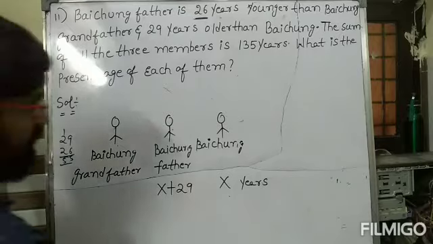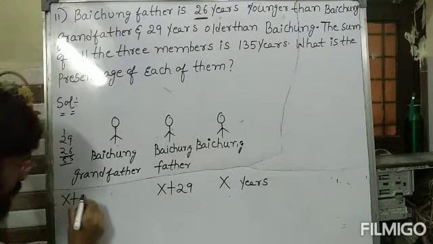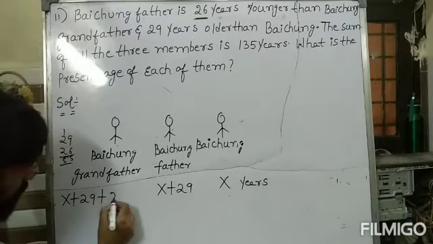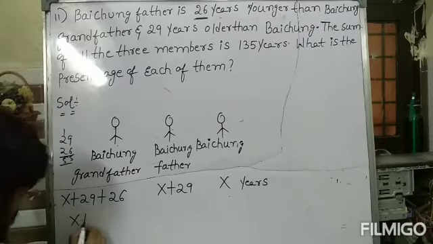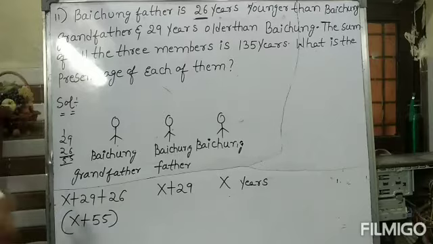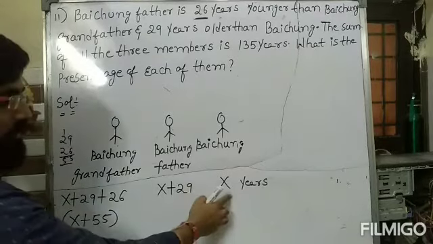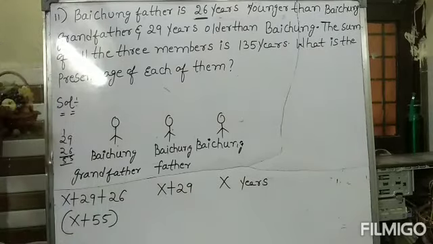So now Baichong's age is X, Baichong's father is X plus 29, and Baichong's grandfather is X plus 29 plus 26, that is X plus 55. Here we have to take only X as the variable. When Baichong is born, his father is 29 years and his grandfather is 55 years more.